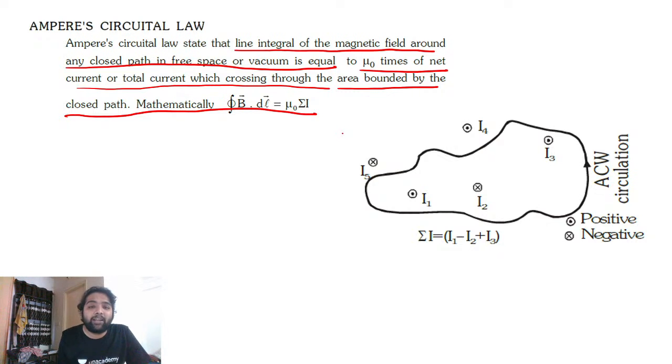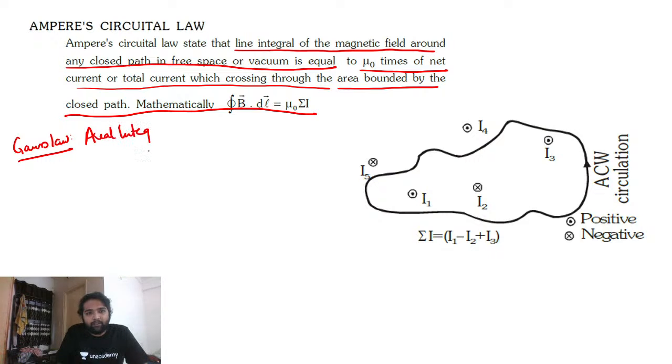So how is it similar or different from the previous Gauss law? In Gauss law, what did we have? In Gauss law, we had areal integration, areal integral, and we took total charge inside the area. Q was inside the area.